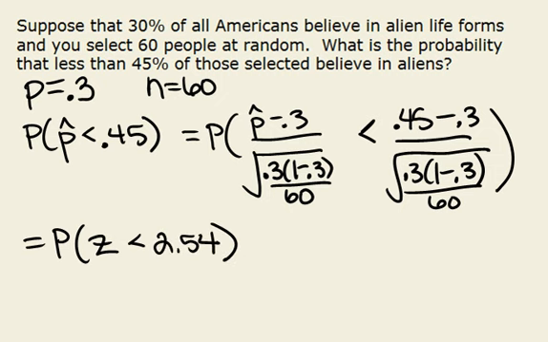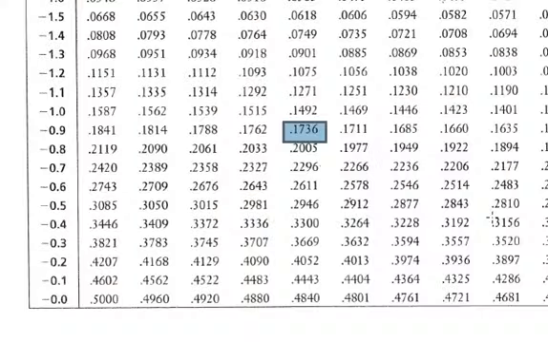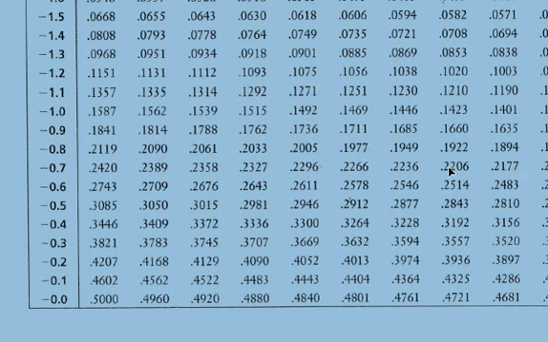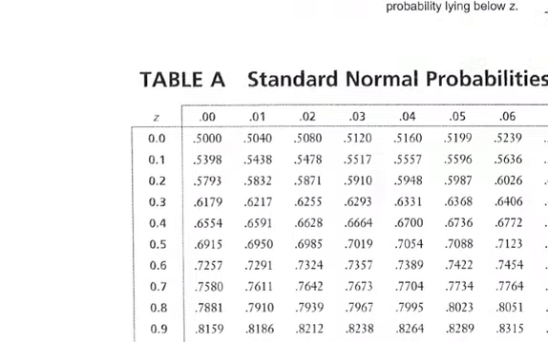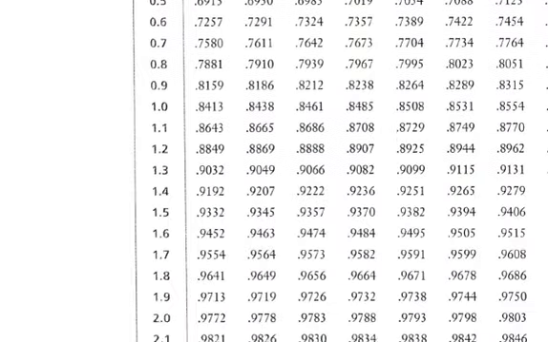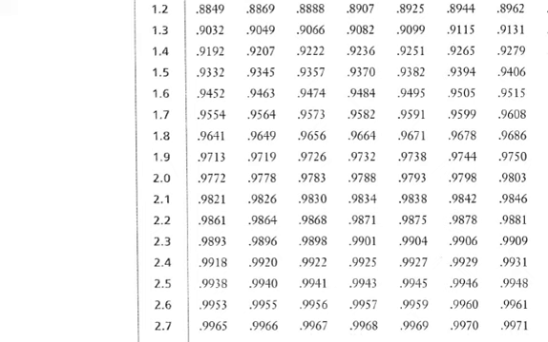So we can go into our normal table and look for 2.54 to give us our probability. So here is the 2.5 column. This is 0, 1, 2, 3, 4. So we get a probability of 0.9945.